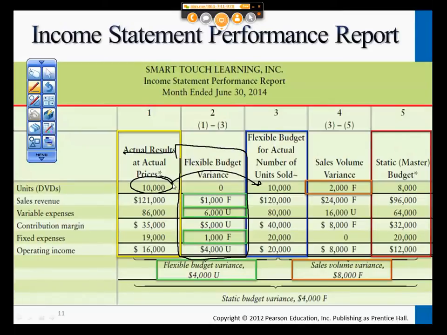Okay, and then we also have a static budget variance. The static budget variance is going to be a difference between the actual results at actual prices and the static master budget. So let's look just a little bit in details. Why would the static budget variance be significant? We'll talk just in a little bit more detail about this, okay?